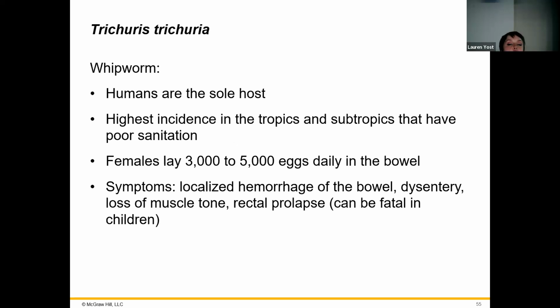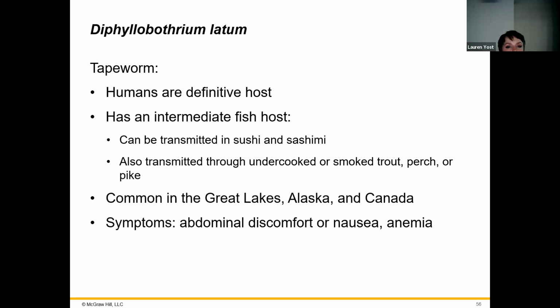All right, next is Trichuris, also known as the whipworm. This only exists in humans. We have high incidence in tropics and subtropics. These female worms may lay massive amounts of eggs every day. And the inflammation caused by the infection with these guys can cause rectal prolapse and things like that, where we lose muscle tone in the GI tract, and the rectum will then expose itself out through the anus.